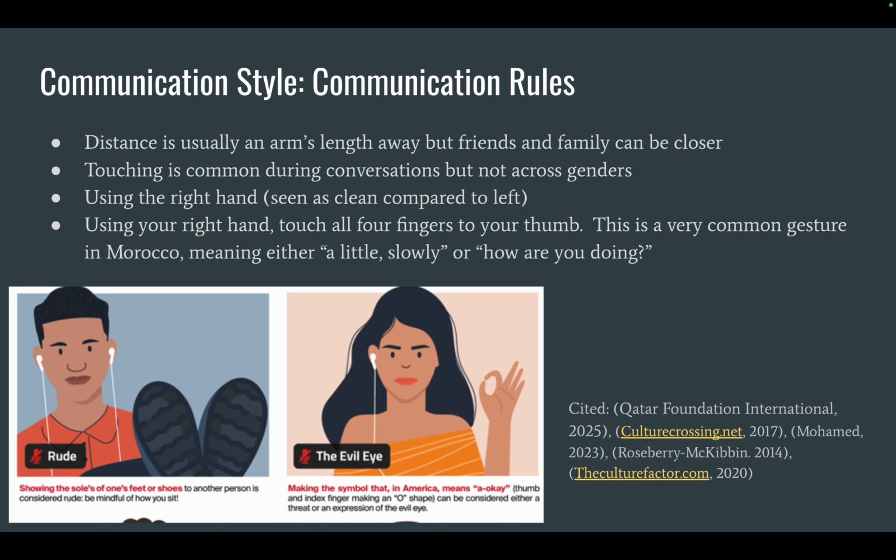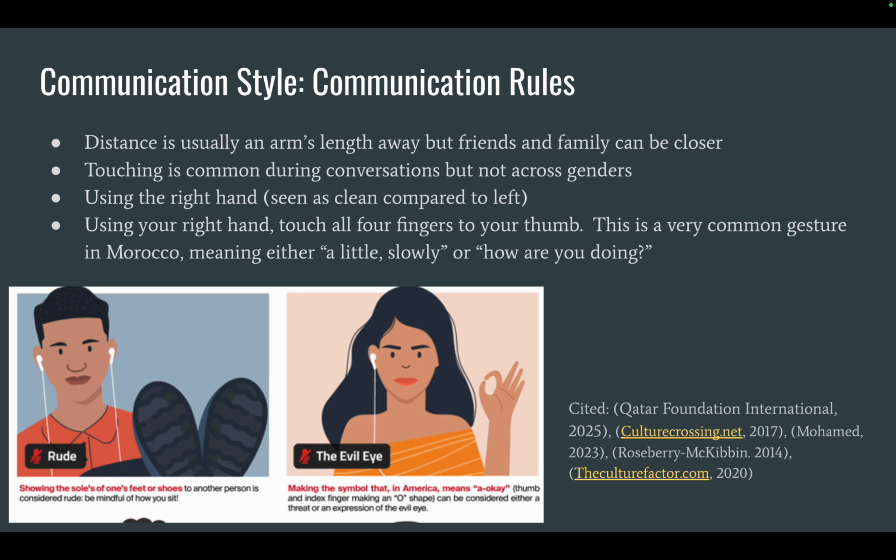On our next slide, we're continuing with that communication style and common examples that we might see. Typically, distance is usually an arm's length away, but friends and family can be much closer. Touching is very common during conversations, but not across gender lines. Using your right hand is seen as clean as compared to using your left hand. So typically you would shake with your right hand as opposed to your left. Using your right hand, touching all four fingers to your thumb is a very common gesture in Morocco, meaning either "a little" or "slowly" or "how are you doing?"